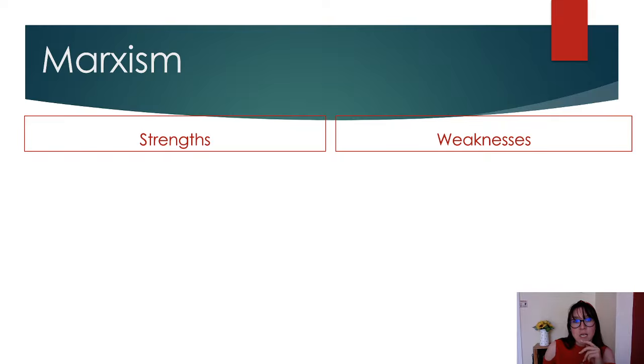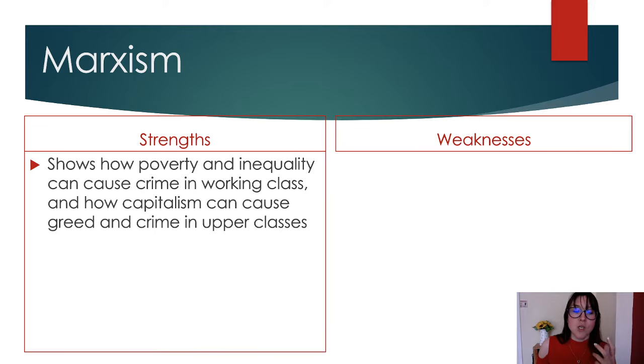Final section then is for your 2.3 areas and your 2.3 elements. So Marxism, the strengths of Marxism: it shows how poverty and inequality can cause crime in the working class and how capitalism can cause greed and crime in upper classes.